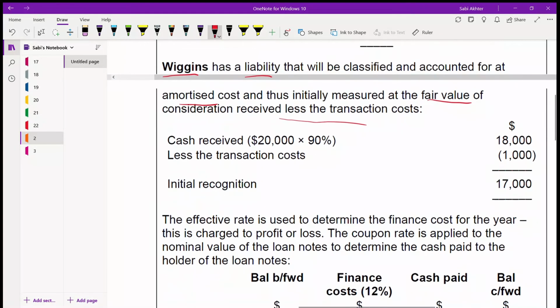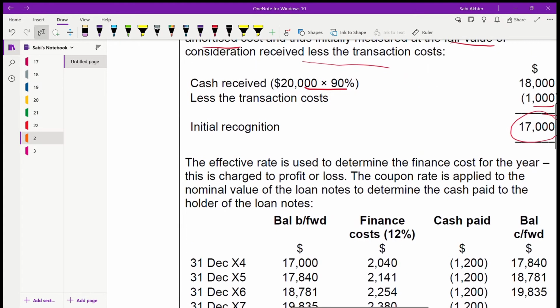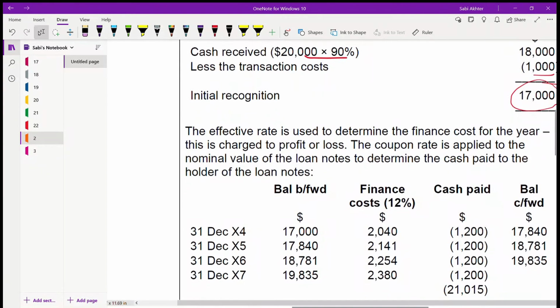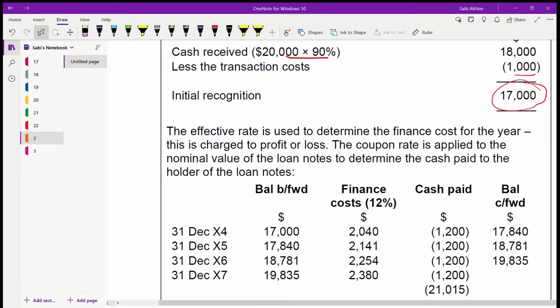So here, what are we going to do? What is the cash received? Here we have a transaction cost. Okay, 1000 was the transaction cost, and cash received was 20,000 into 90% because of the 10% discount. So you deduct this, and this is your opening balance. You start with 17,000. Okay, and this is for 4 years. It will be redeemable for 4 years. That means you have to take 2004, 5, 6, and 7.